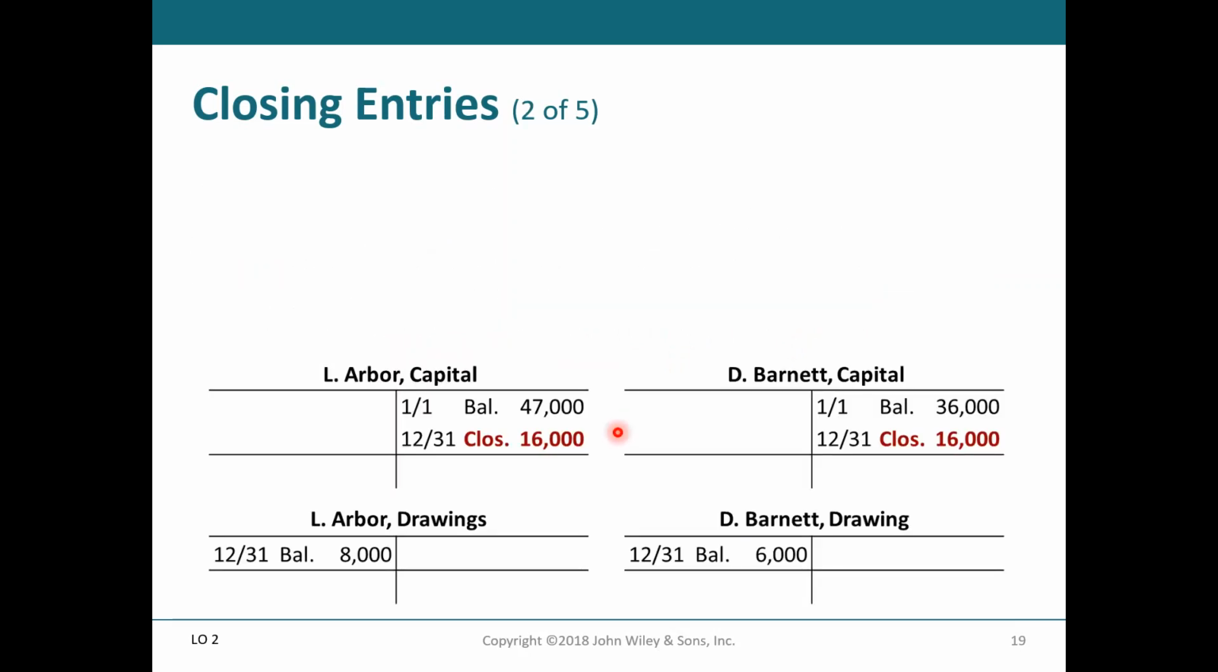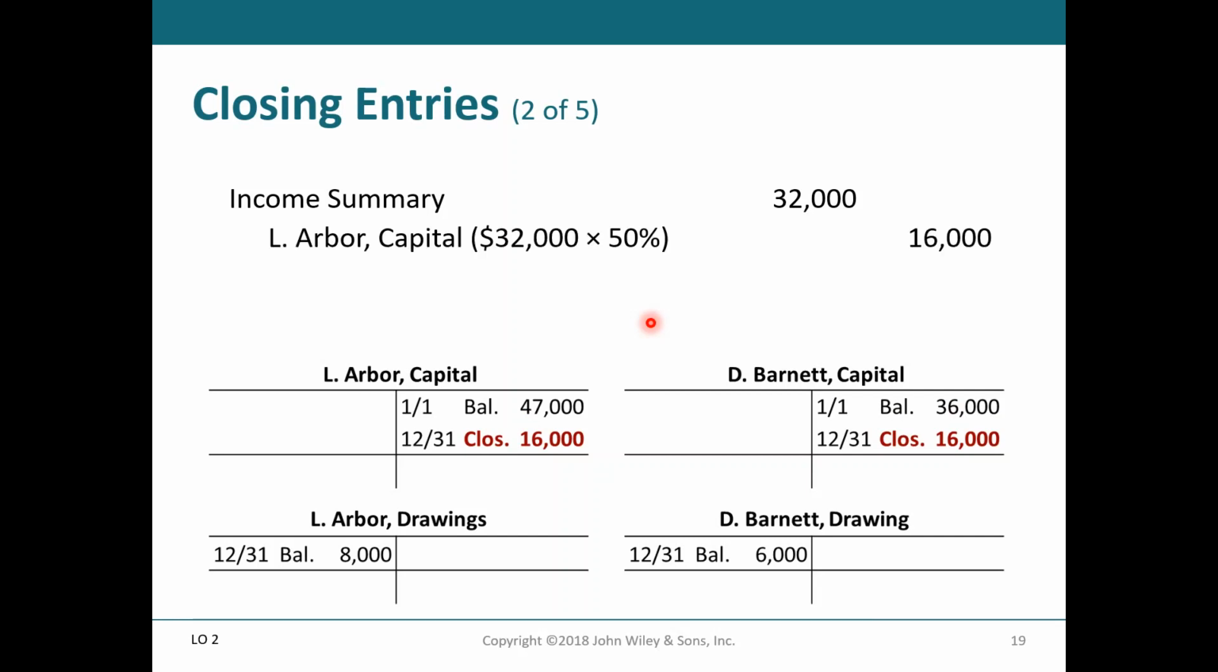this is their T accounts, where you notice they've credited $16,000 to both of their capital accounts for their income, and they already have a balance in their capital account that goes forward, a balance of $47,000 for Arbor and a balance of $36,000 for Barnett. The closing entry, journal entry, is going to be a debit for $32,000, which is the income, a credit to Arbor's account for $16,000, and a credit to Barnett's account for $16,000. And if you notice, that's 50% of the $32,000.